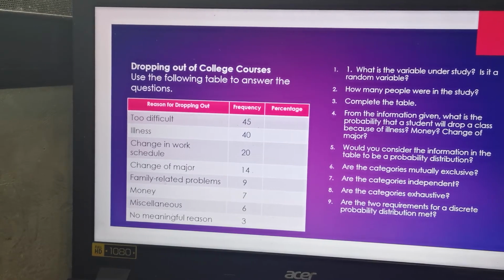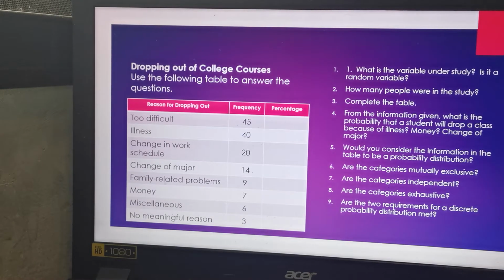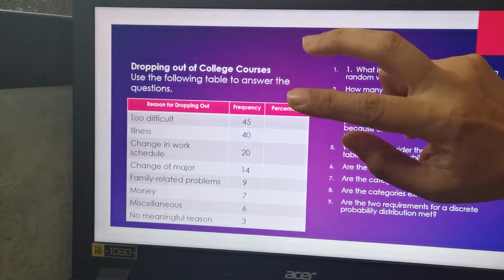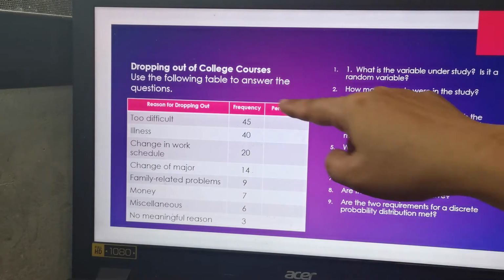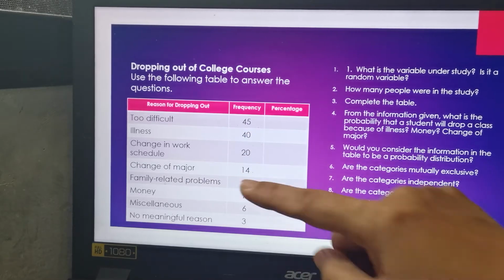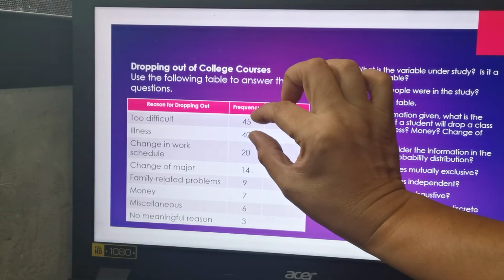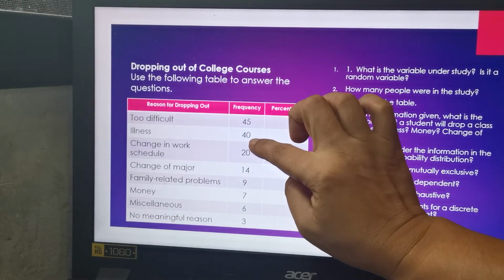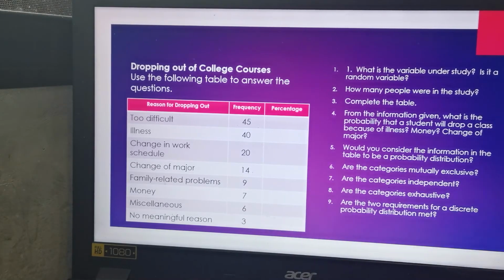Are the categories exhaustive? Yung categories daw ba is exhaustive? Ang ibig sabihin ng exhaustive, kapag pinaghalo mo yung dalawang events, ay makocover niya yung total number ng frequency natin. So, hindi exhaustive yung ating mga categories. Okay? So, halimbawa itong dalawang reasons, too difficult at saka illness, dapat kasi kapag pinag-plus natin yan, equals to the total. Yun ang ibig sabihin ng exhaustive. So, yung mga categories natin this time are not exhaustive.